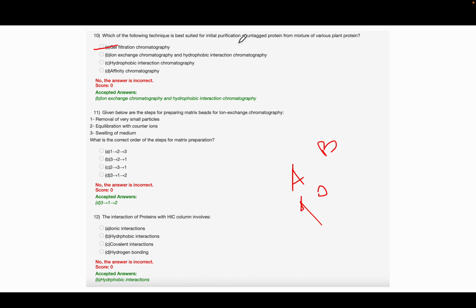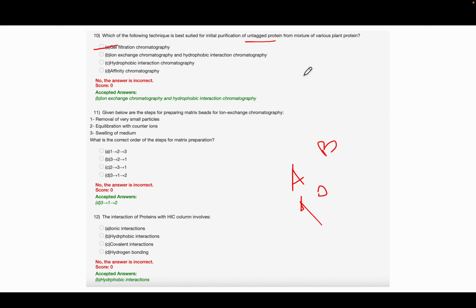Again, which of the following techniques is best suited for initial purification of untagged proteins? Then comes hydrophobic interaction chromatography. For hydrophobic interaction also, there are some proteins whose interaction with the hydrophobic column might be similar, so that also you can't do in one go. Affinity purification: if the protein is untagged, that is, it doesn't have any His tag or GST tag, and the protein itself doesn't have any specific affinity towards any antibody or something like that, you have to purify based on their charges, their PI.